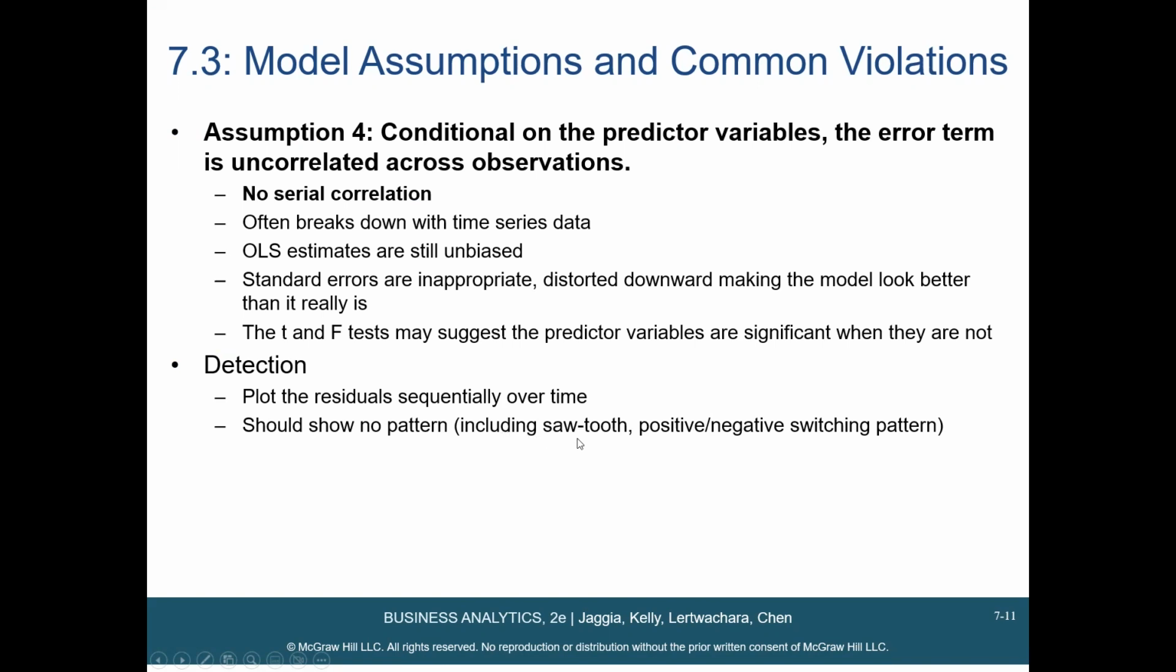One of the patterns that sometimes happens that you want to be aware of is a violation of this assumption: a sawtooth pattern where you're going up and down. For this one, the remedy is to correct the standard errors with something called the Newey-West robust standard errors. Again, not available in Excel, but R does have packages to deal with it.